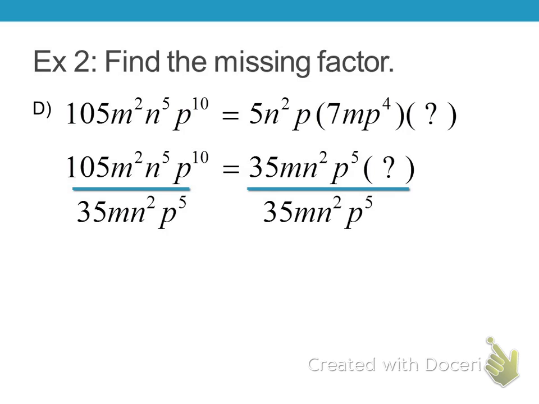What is 105 divided by 35? 3. M squared over m, m. N to the 5th over n to the 2nd, n to the 3rd. P to the... I almost said the answer. P to the 10th over p to the 5th, p to the 5th. Phenomenal. Questions?